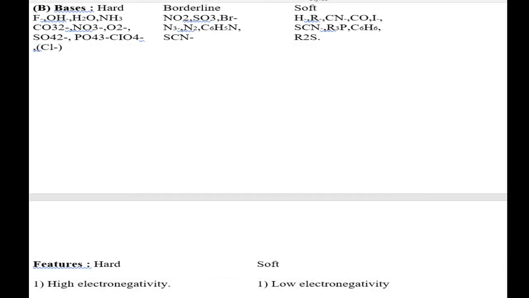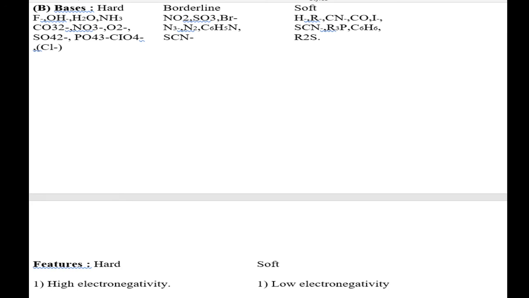So now we come to the bases. In the category of hard bases, we have ligands such as fluoride, hydroxyl ion, water, amine, carbonate, nitrate, etc. And in the softer category of bases, we have hydride ion, amine, cyanide, carbonyls, iodide, etc., thioethers, phosphine.